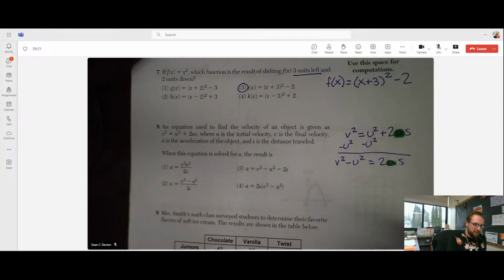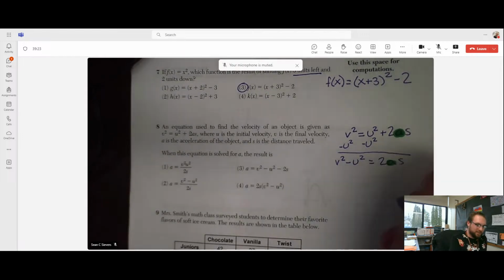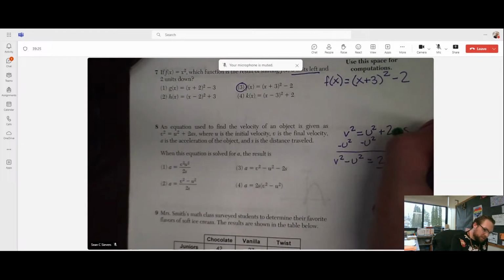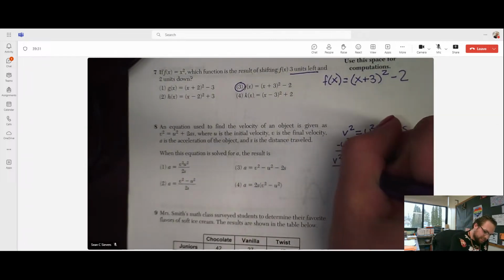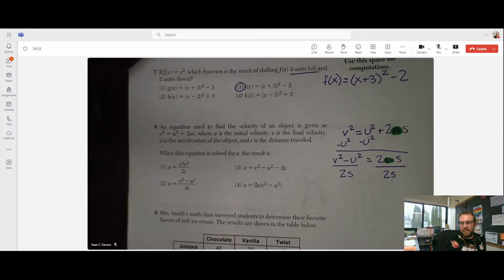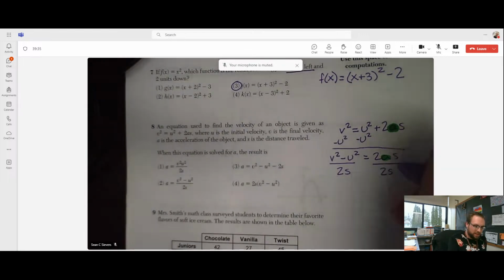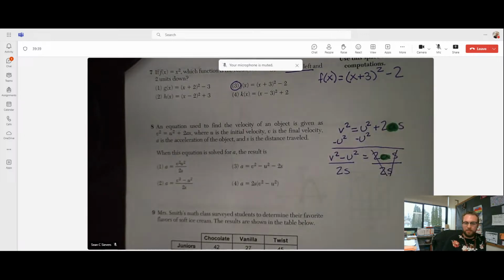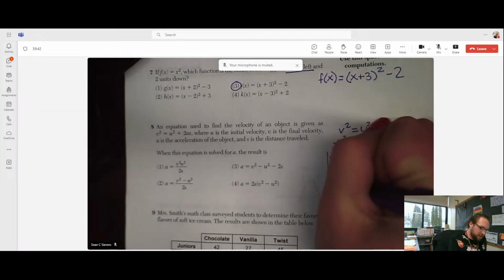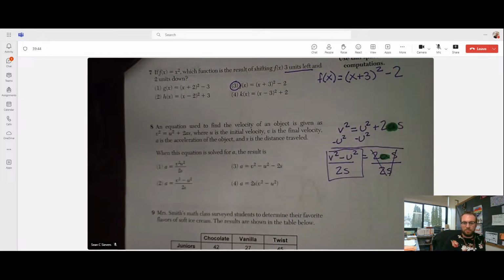Multiplication. Good. So then the opposite of multiplying is dividing. So I'm going to divide both sides by 2s. Yes, George, it is multiplication. So when I divide both sides by 2s, the s's are going to cancel on the right, and the 2's are going to cancel. So then this right here is what a is equal to. So then all I have to do is find that in my answer choices. We have answer choice number 2.